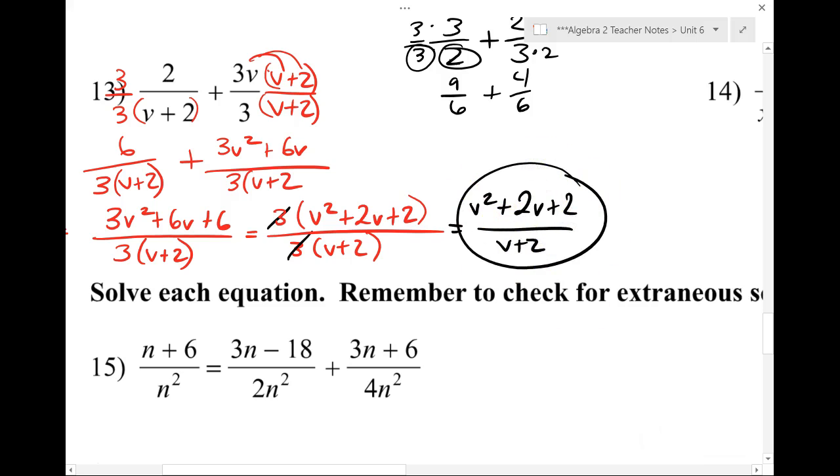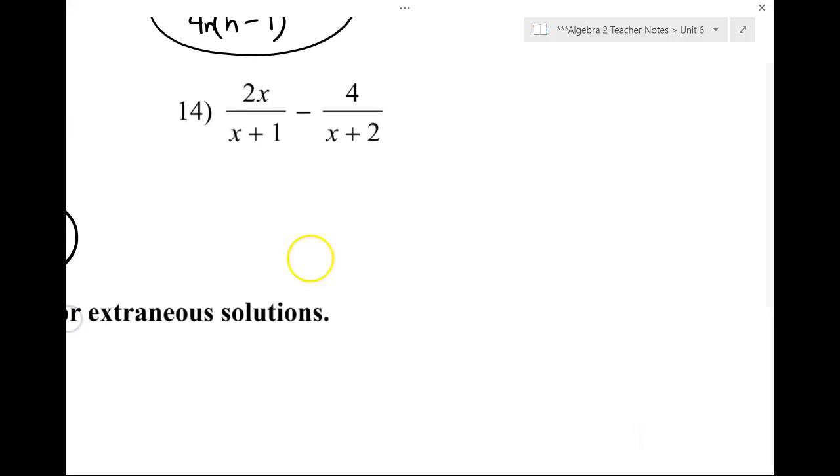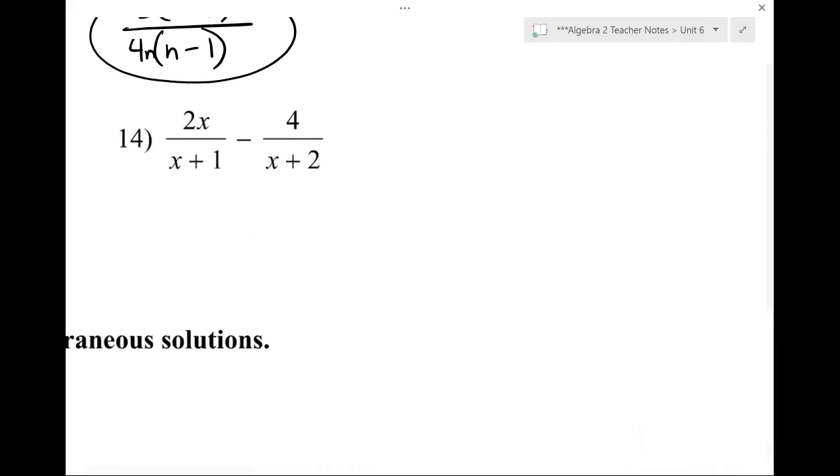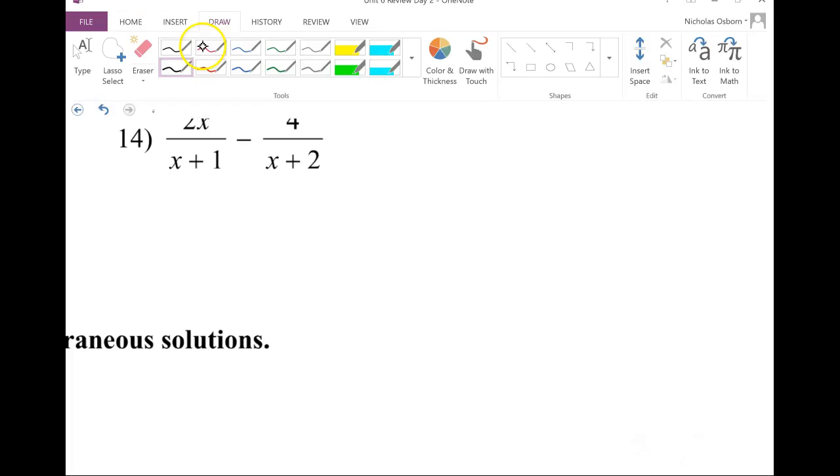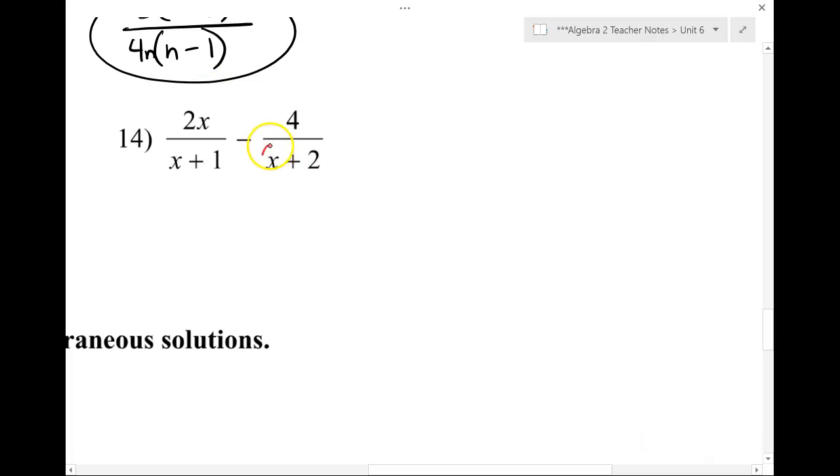Okay. Now we'll go over to the next one. Now I'm going to apply the same principle here. I multiply the denominator on the right times the denominator on the left, and vice versa. That way I can get the same denominator. So I'll multiply this denominator times x plus 1, and this denominator times the other denominator to the right, which is x plus 2.